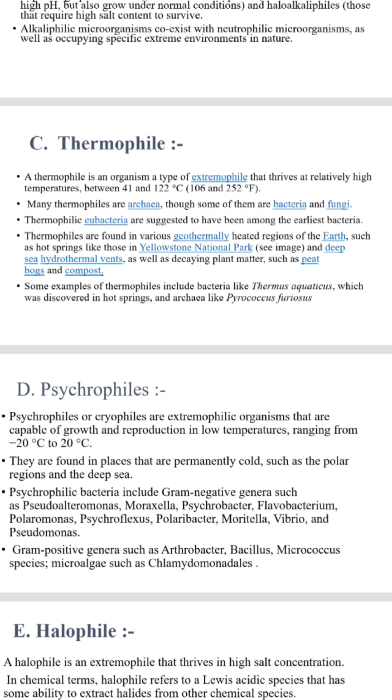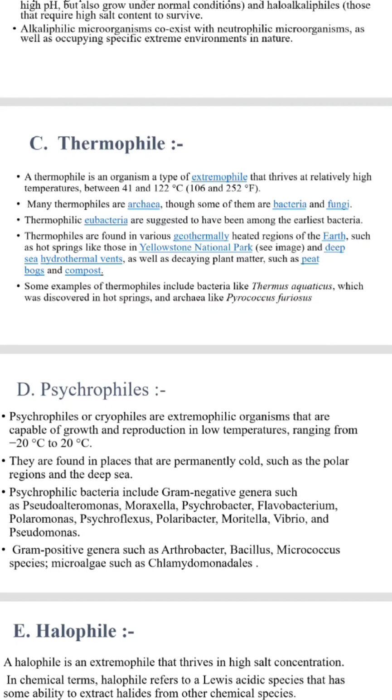Thermophiles are found in various thermally heated regions of Earth, such as hot springs like those in Yellowstone National Park and deep sea hydrothermal vents, as well as decaying plant matter such as peat bogs and compost. Some examples of thermophiles include bacteria like Thermus aquaticus, which was discovered in a hot spring, and archaea like Pyrococcus furiosus.